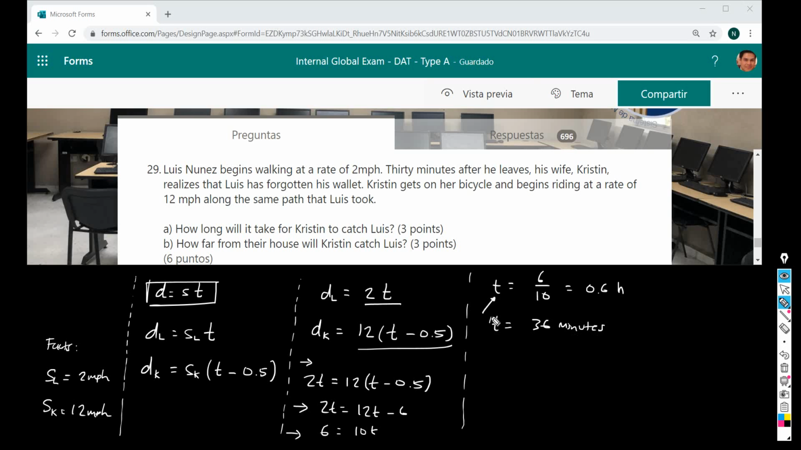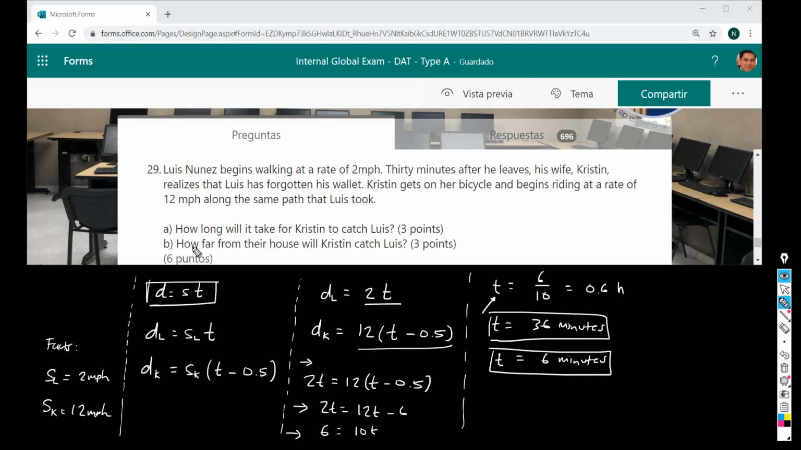Okay, so whether you wrote 36 minutes, because this is the time with respect to Luis, or the time with respect to Christine, which would be 6 minutes after she left, both are fine. Either of these two solutions is fine.